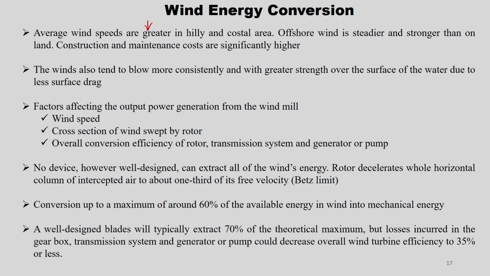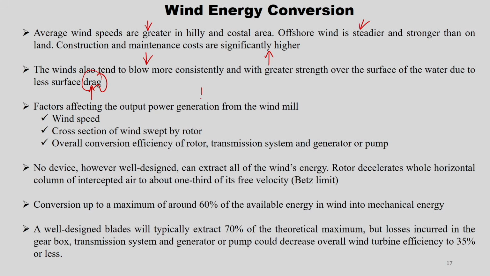The average speeds are higher in hilly and coastal areas, this we discussed multiple times. Offshore wind is steadier and stronger than on land. Construction and maintenance costs are slightly higher if you want to go for offshore. The winds also tend to blow more consistently and with greater strength over the surface of the water due to less surface drag. This is important.